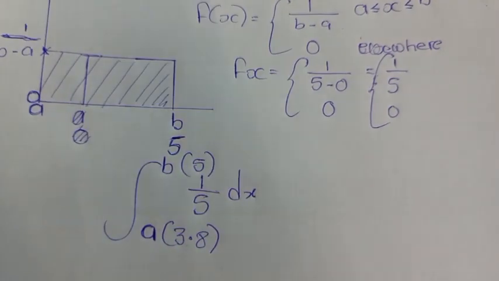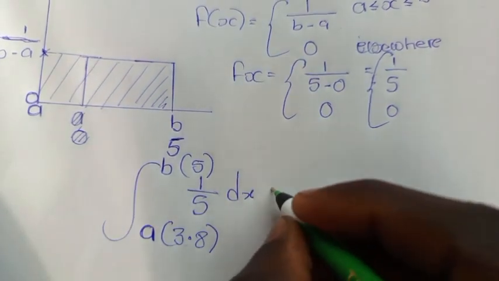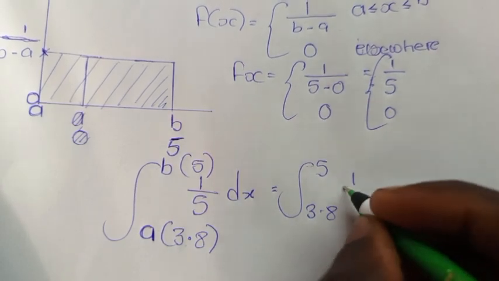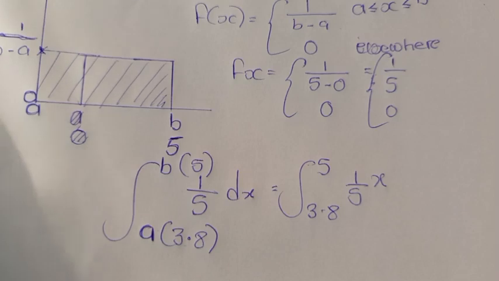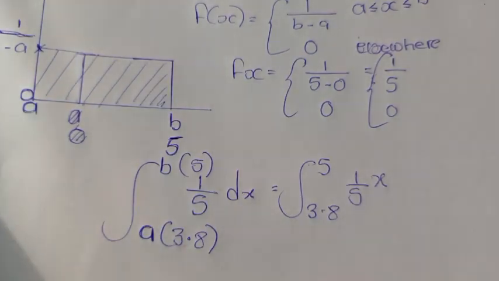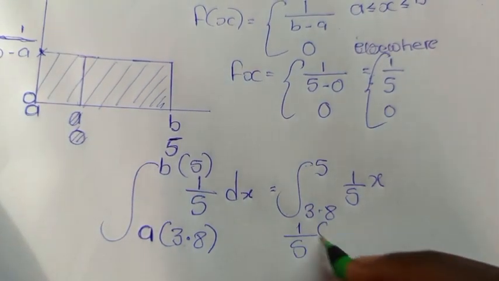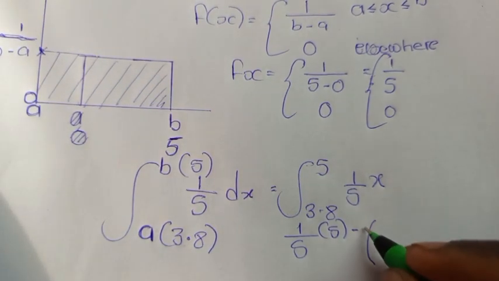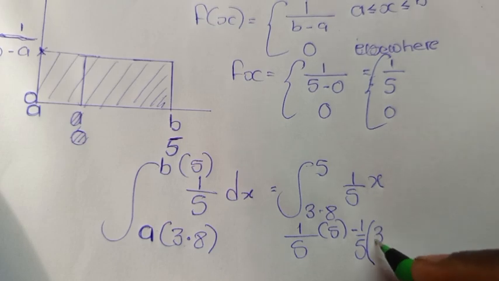Now, we will integrate 1 over 5. When we integrate 1 over 5, we get 1 over 5 x. Those who haven't watched my videos on integration, I will attach a video in the description so that we gain momentum and are together. Now what is left is to substitute: 1 over 5 times 5, minus 1 over 5 times 3.8.